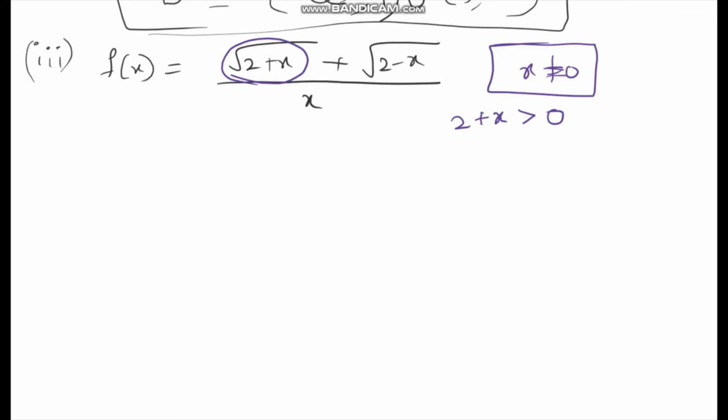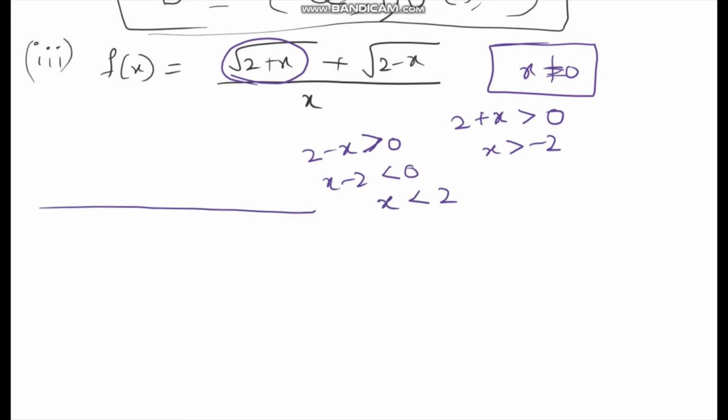2 plus x more than 0. So x is more than minus 2. And also 2 minus x is more than 0. X minus 2 less than 0. X should be less than 2. So I can say that this is minus 2, this is 2. X should be more than minus 2, so it falls in this direction. And x less than 2 is this direction. So this is my domain.